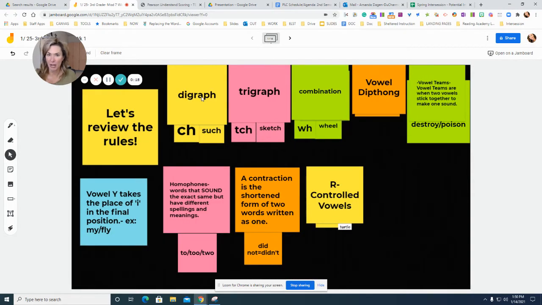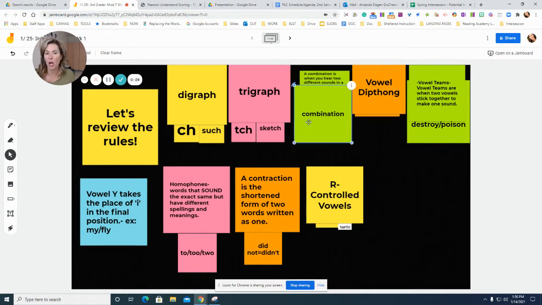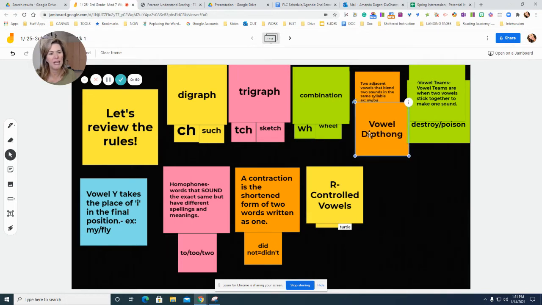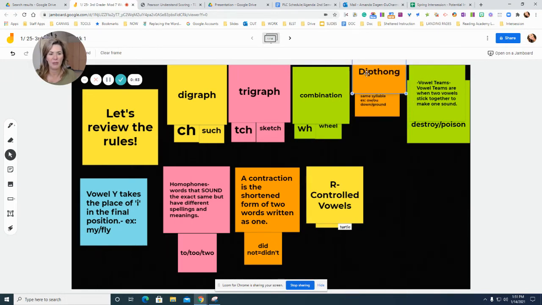We know that a digraph is when you have two letters that form one sound. We also know that a trigraph is when we have three letters that form one sound. We know that a combination is when you hear two sounds that are different in a digraph and something unexpected happens. The WH, when you say it correctly, sounds like this, wheel, instead of wh. So that's a combination. A vowel diphthong is when you have two vowels side by side in the same syllable that make the same sound, like down and ground, OU and OW.